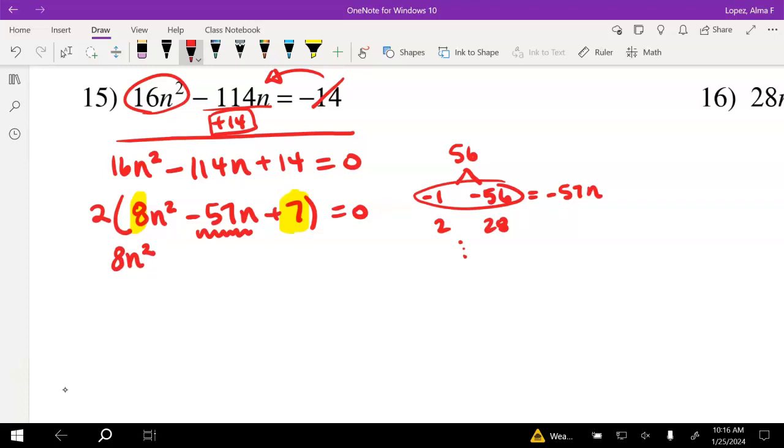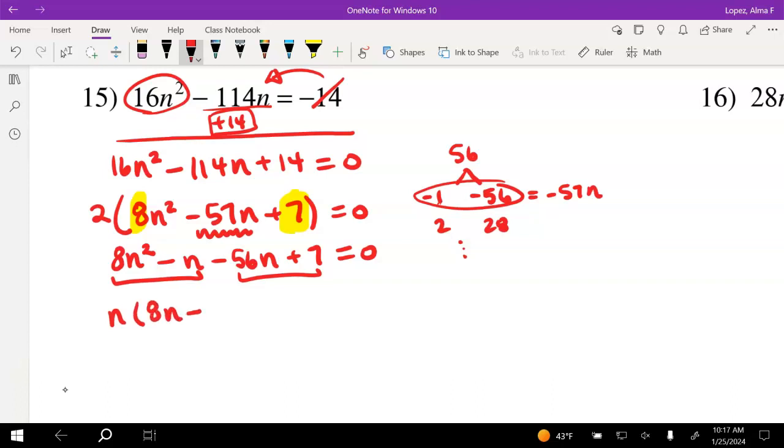8n squared, the middle term I'm going to rewrite using these two numbers I just found, minus 1n minus 56n plus 7 equals 0. Now I'm going to go ahead and group it because that's what we built it for. The first two terms in the first group have an n in common. I'll factor it out, which leaves behind an 8n minus 1. Bring down the sign between the two groups. Minus 56n plus 7 both have a negative 7 in common. When you factor it out, you are left with an 8n minus 1.